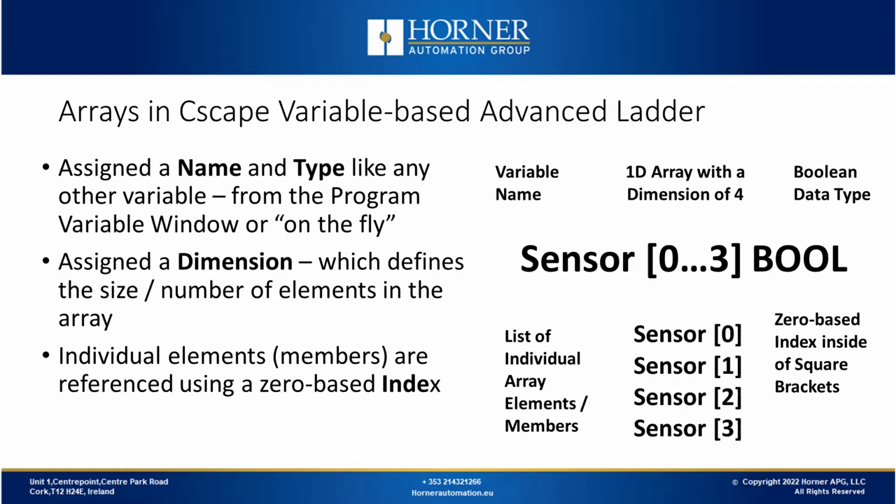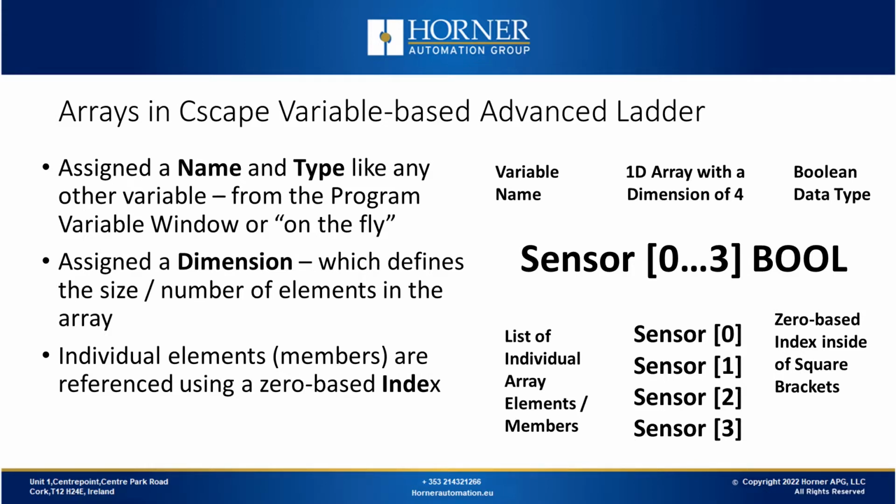Now let's look at how arrays work in Cscape. As mentioned in the last slide, arrays are variables. So like any other variable, you need to create and assign a name to an array, as well as assign a type, whether that's Boolean, integer, etc. Here I'm showing an example array called sensor, which I have typed as Boolean. Then with arrays we need to assign a dimension to the variable, which is what makes it an array.